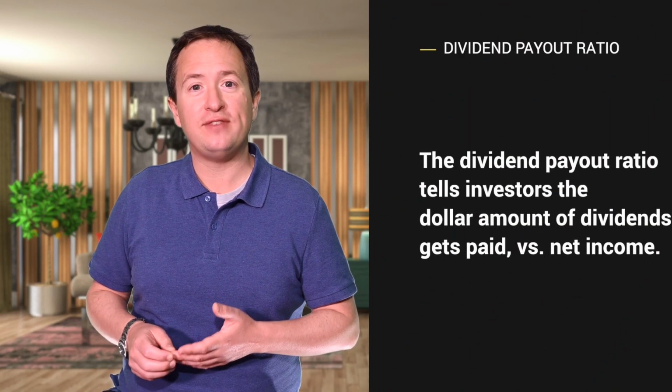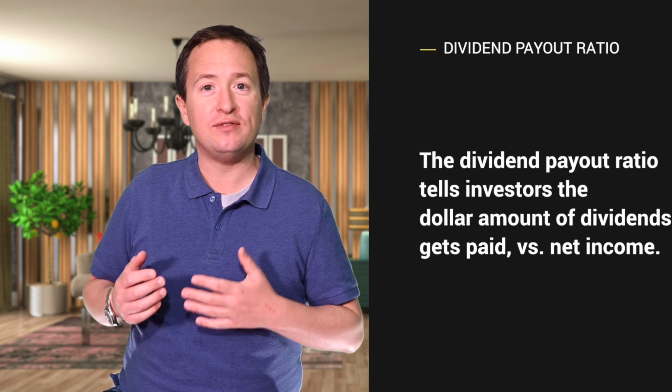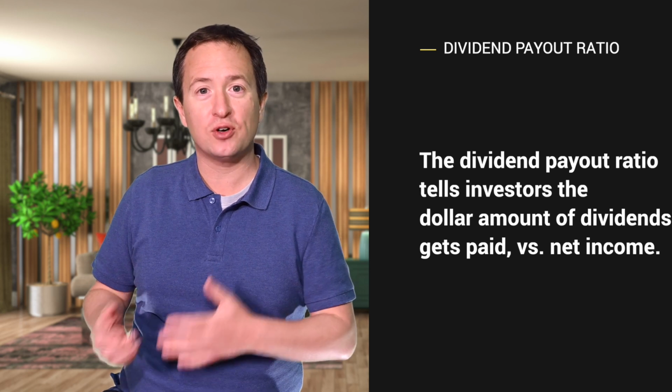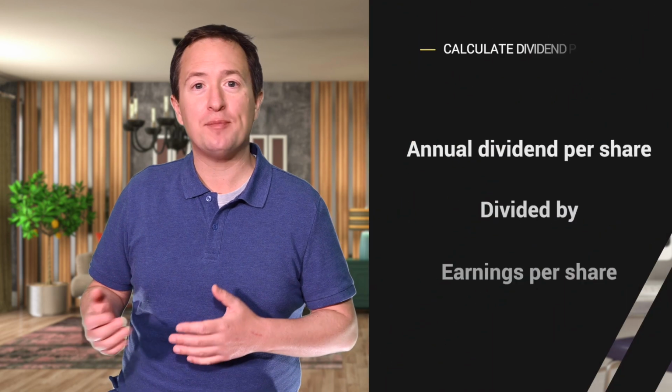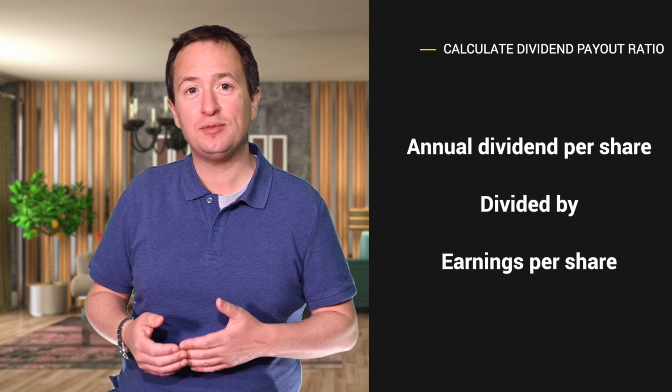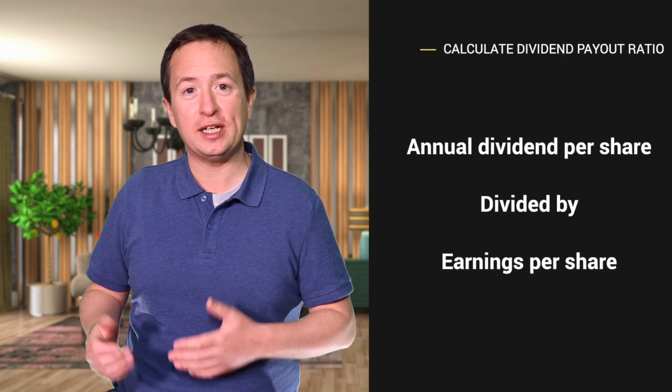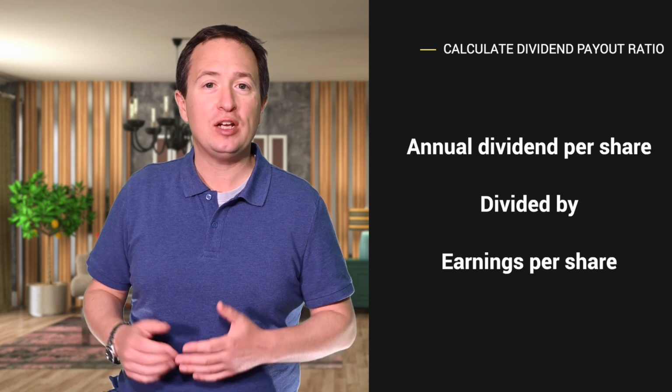Okay, so the dividend payout ratio tells investors the dollar amount of dividends that gets paid versus net income. You can calculate it by dividing the company's annual dividend per share by its earnings per share. The dividend payout ratio is a crucial stock metric for dividend investors, so that they can use it as a way to help figure out if a company can continue to easily pay or even grow their dividend.